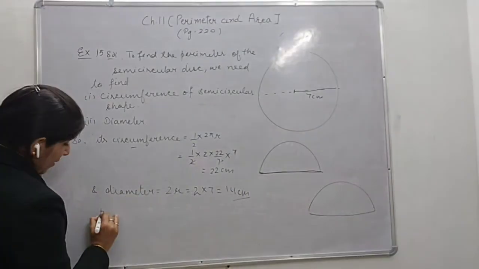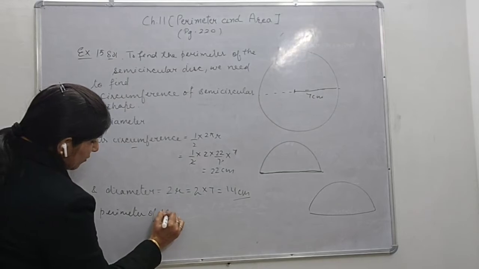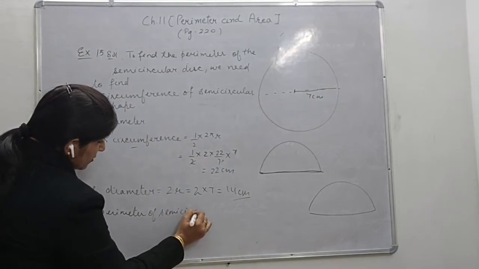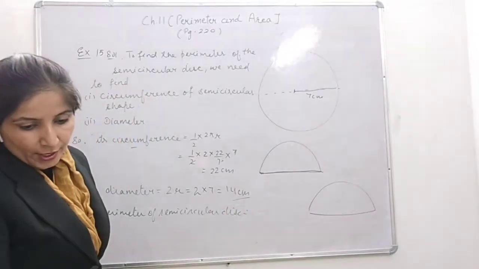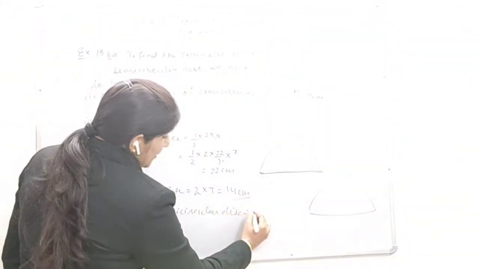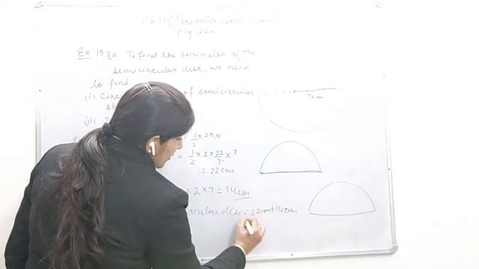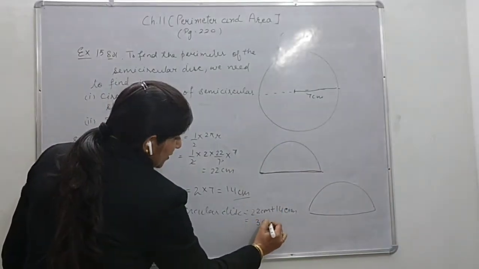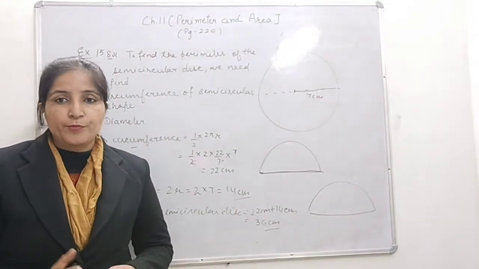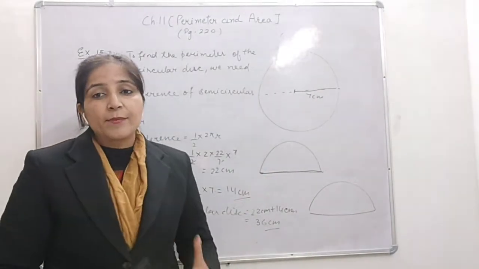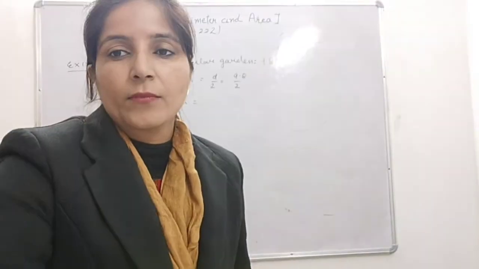So I am writing perimeter of semicircular disc is equal to what? To add both, I am adding 22 centimeter plus 14 centimeter. So it will be 36 centimeter. Okay, so 36 centimeter is the perimeter of this semicircular disc. So this is the solution.